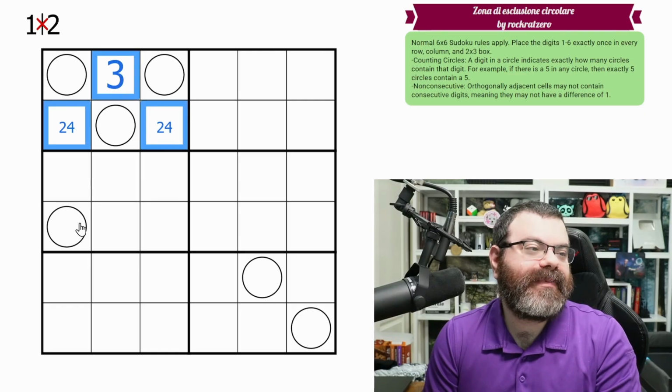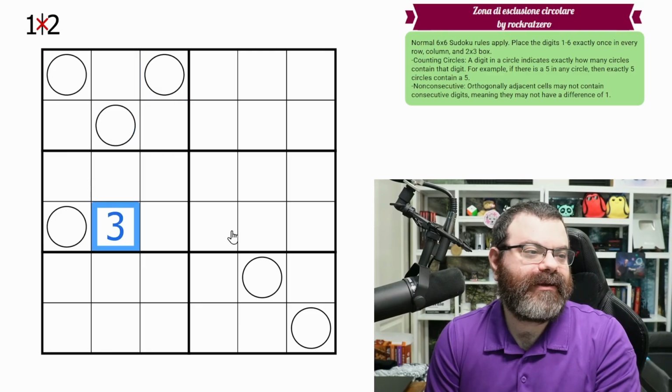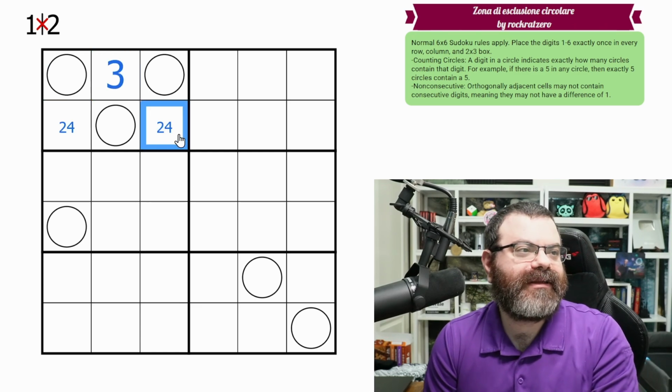And again, this would happen in any box, wherever the 3 goes. Like if the 3 were here, then the 2, 4 have to go there. They have to go in the corners of the box that aren't where the 3 is. So we're not losing generality by doing this.